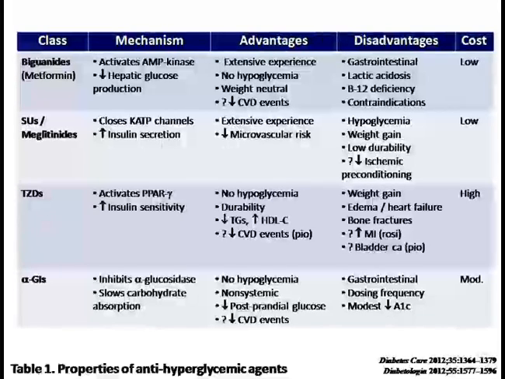Low durability. Whatever the studies are available, the durability of maintaining A1C is hardly 1.5 to 2 years. There is some doubt of ischemic preconditioning, but that is not the issue with gliclazide. Cost is low, that's one of the advantages. Then we have got thiazolidinediones. It activates PPAR gamma, increases insulin sensitivity.